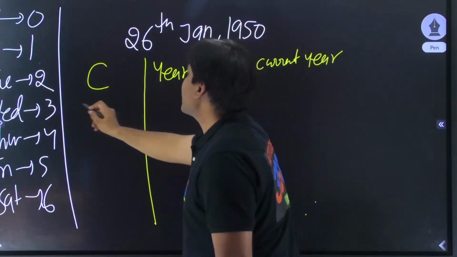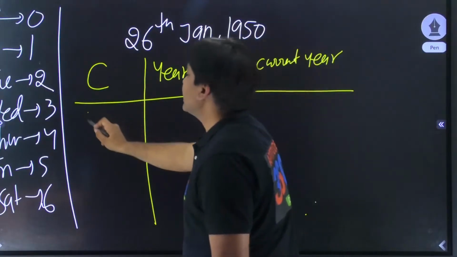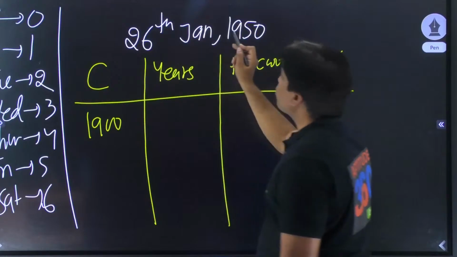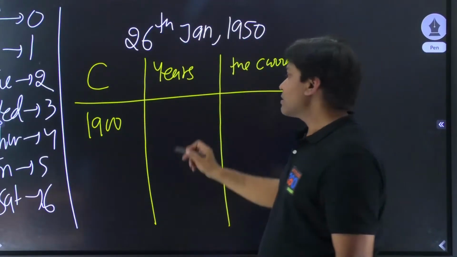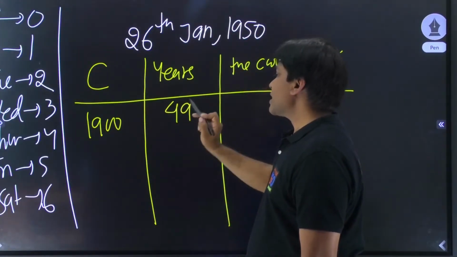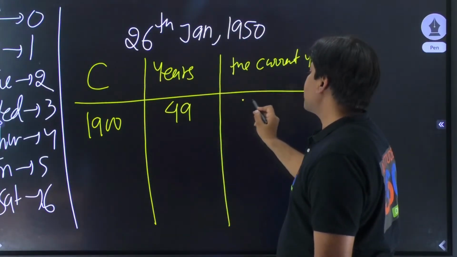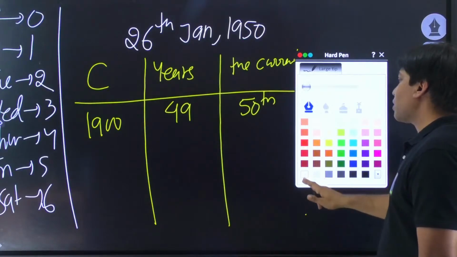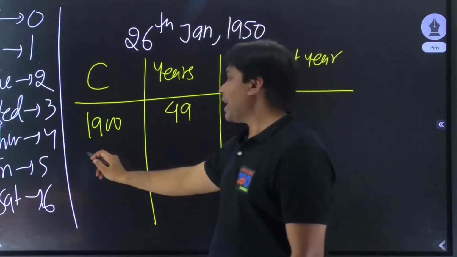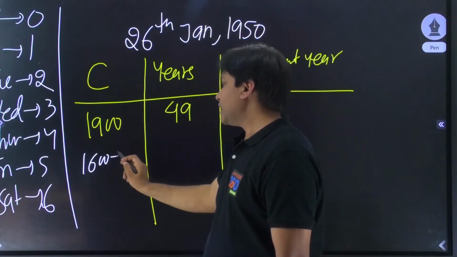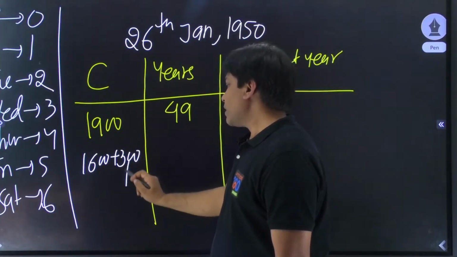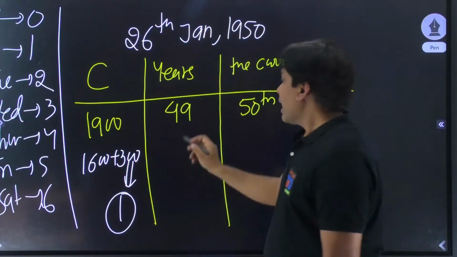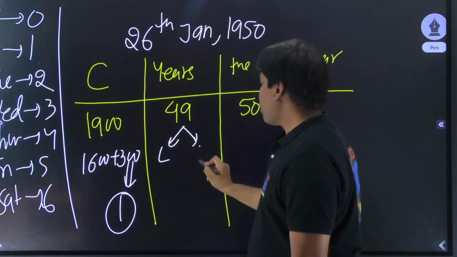How many centuries have passed in this problem? 1900. And then we are talking about 1950th. So how many years have already been passed in 20th century? 49. 50th year is in progress. Now you know that this will have to be 1600, कुछ नहीं देगा, plus 300. This will give you 1 extra. This will give you how many leap, how many normal.